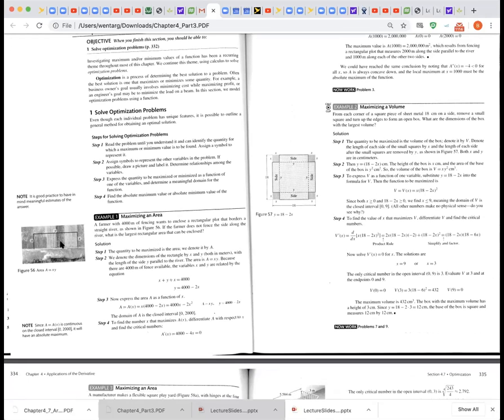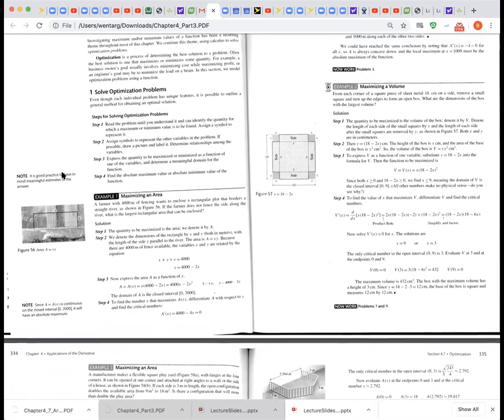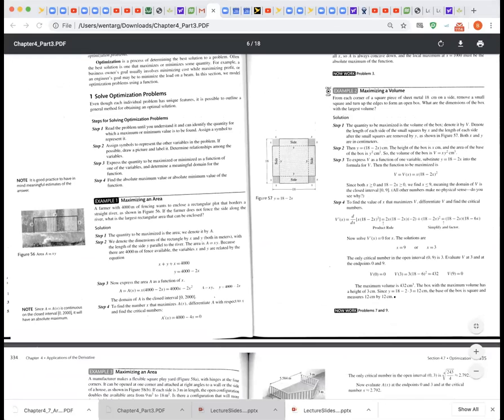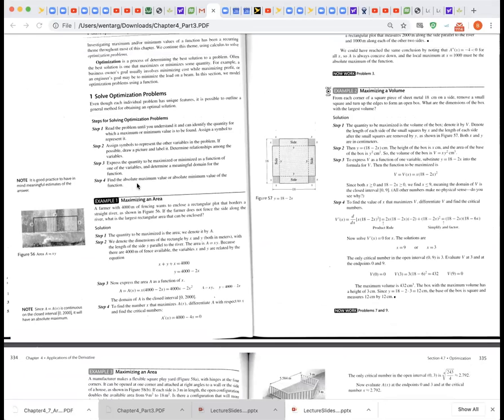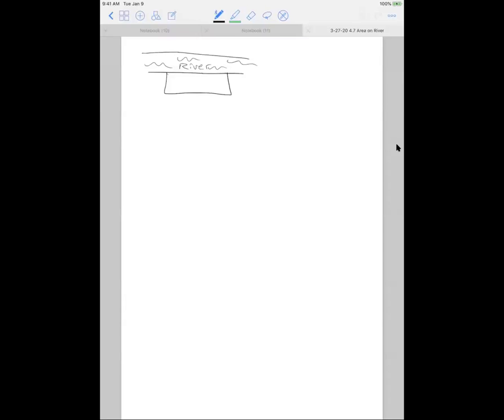So let's look at this. Let me move over to looking at my iPad. It'll just take a second for it to pop up. Okay, so we've got the river there, and we've got two sides, and one of the sides along the river we're not going to fence. So the variables they had picked in that diagram were X on these sides, and they picked Y here.